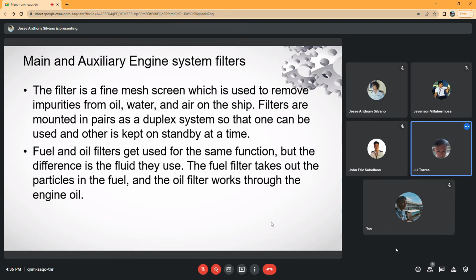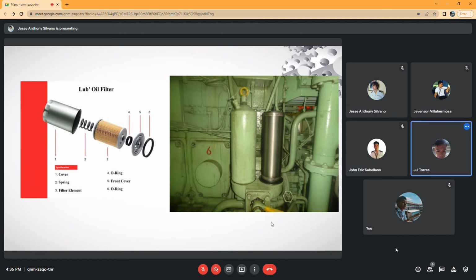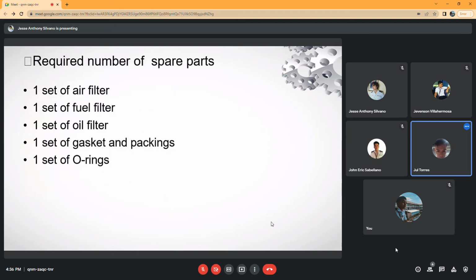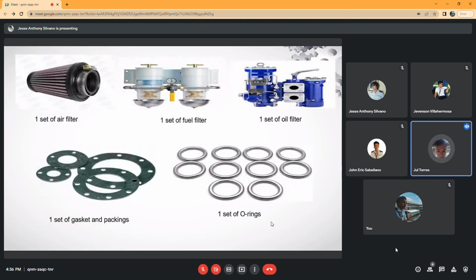Next. So this is an example of a filter. Next. So required number of spare parts: one set of air filter, one set of fuel filter, one set of oil filter, one set of gasket and packings, one set of O-rings. This is the picture of the spare parts of a filter. Next.